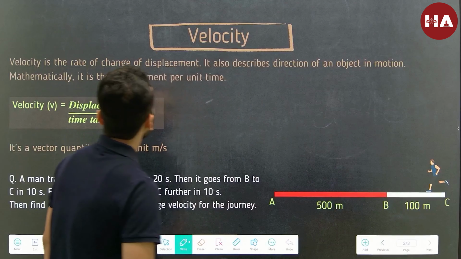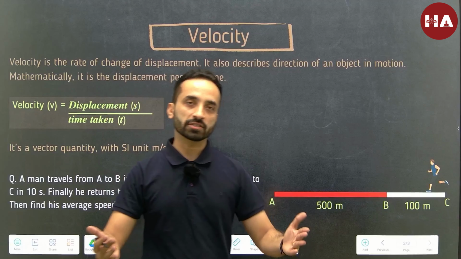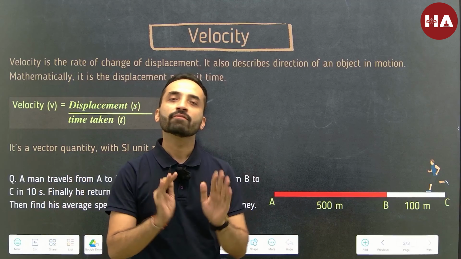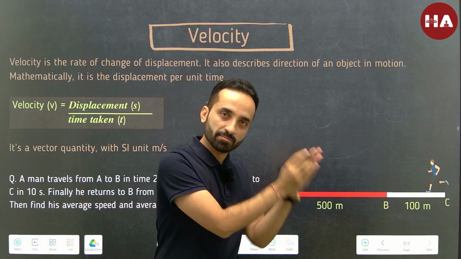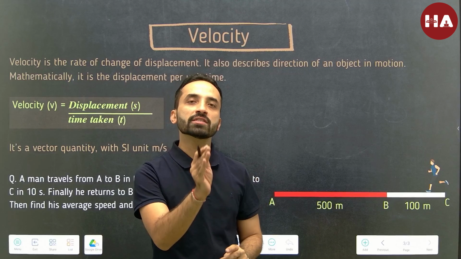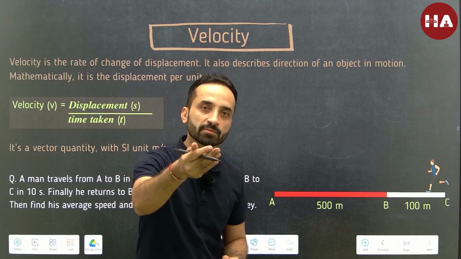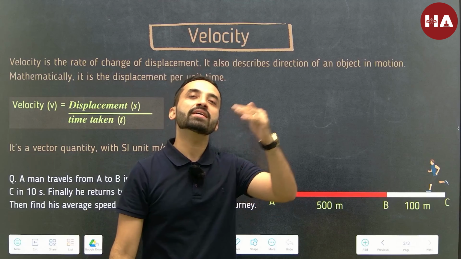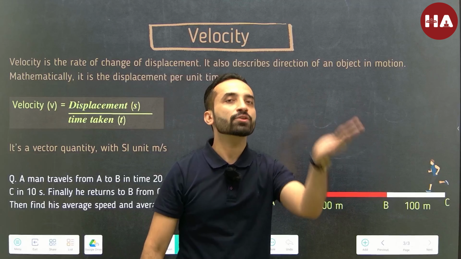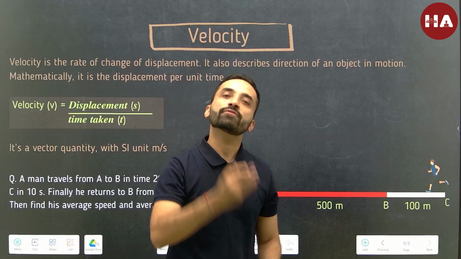Okay, so the next thing that we wish to talk about is velocity. I'll keep it very crisp and simple in this class. Velocity is the same thing as speed, just that there are two differences. Velocity will do the same task for displacement as speed is doing for distance. So if I said speed is the rate of change of distance, then velocity will be the rate of change of displacement.